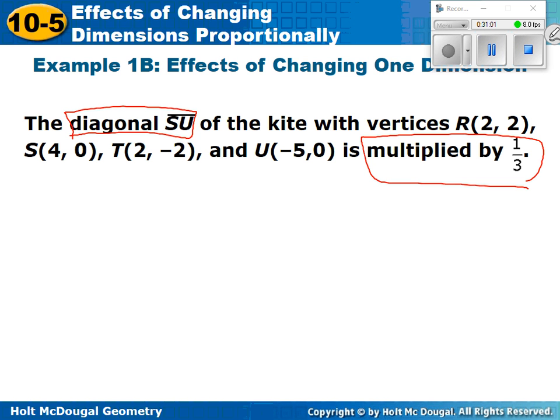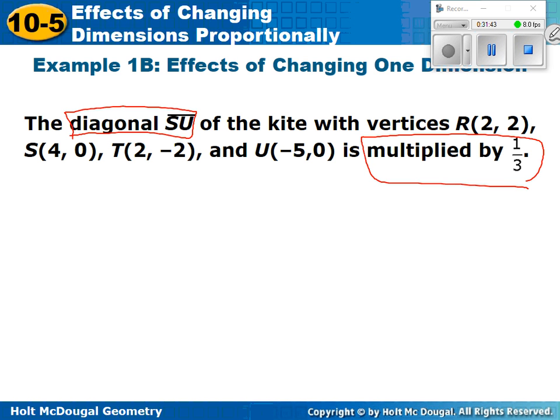So again, without graphing or doing it the long way, we're just going to look at the formula first. So this is the shortcut. What's the formula for area of a kite? 1/2 D1 times D2. Okay, what are we changing in this formula? SU, which is just one diagonal, right? Okay, so we're going to take one of our diagonals and multiply it by 1/3. So instead of having 1/2 times diagonal 1, I'm going to change diagonal 1 to 1/3 of diagonal 1, and then multiply it by the other diagonal 2.